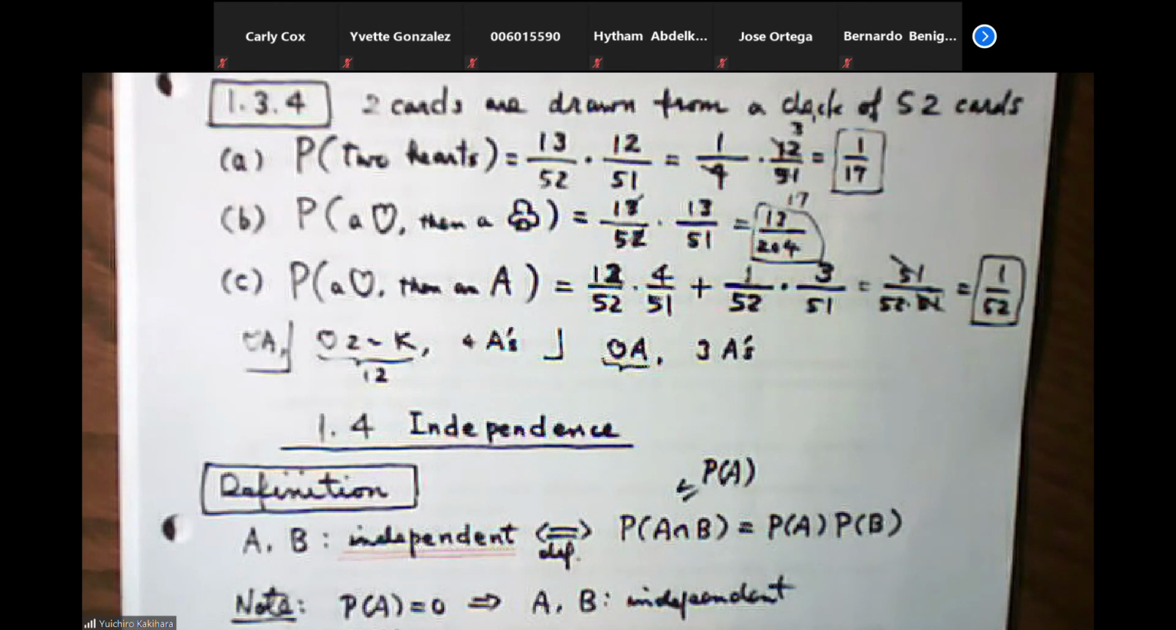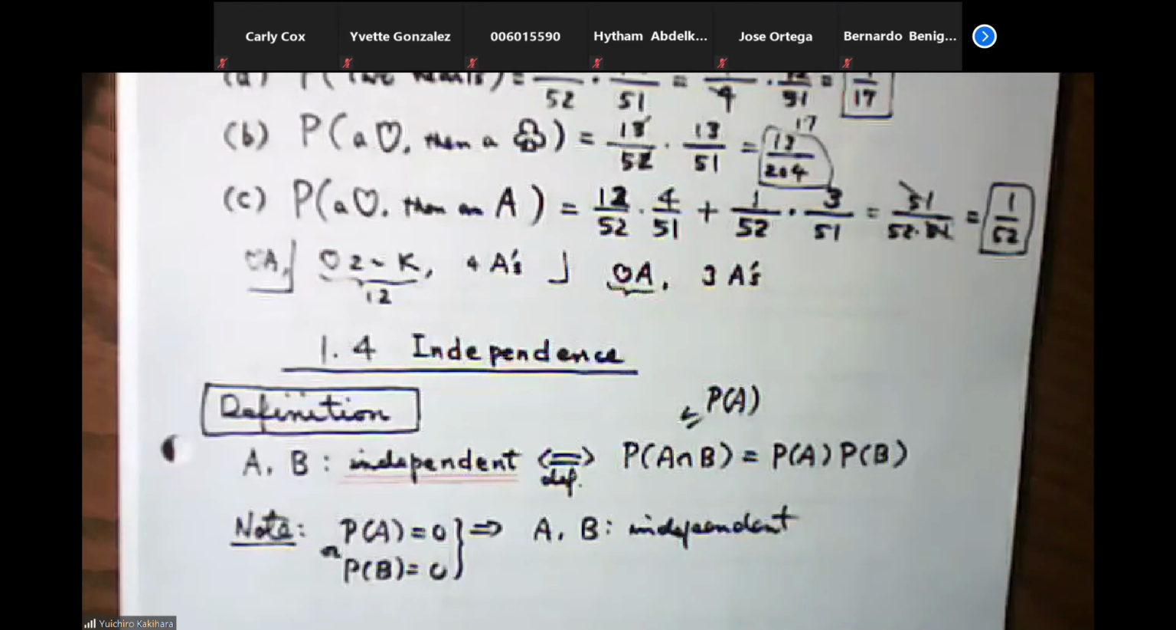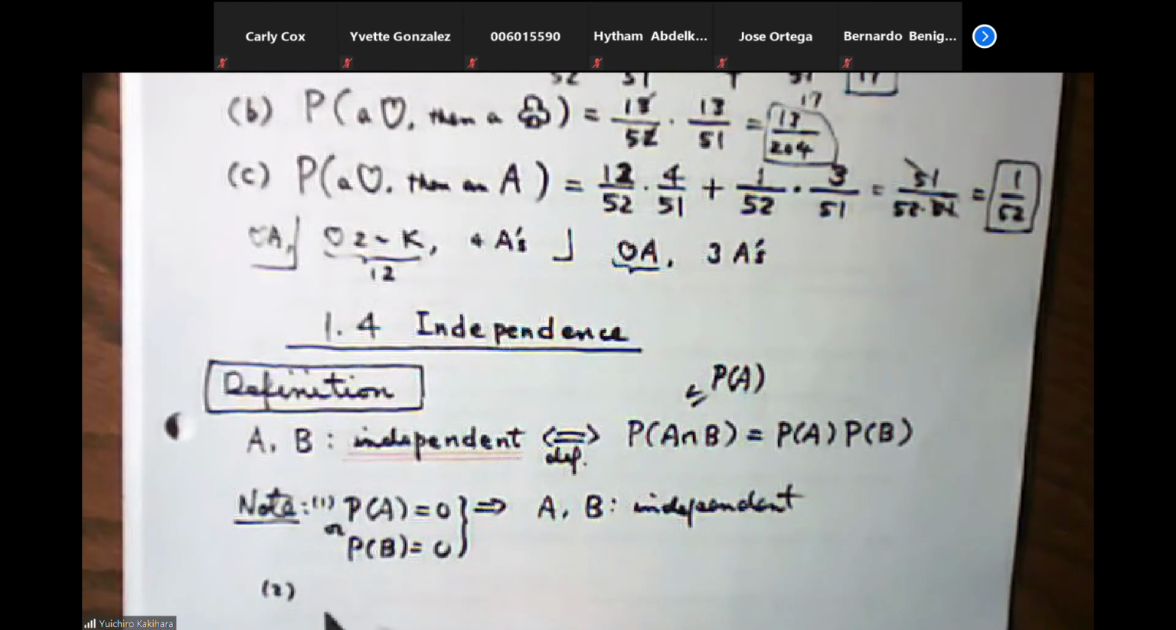You can say this is the case too. If P of B is 0, then necessarily A and B are independent. This is a note. Then one more thing. If say P of A is positive, then when are A and B independent?